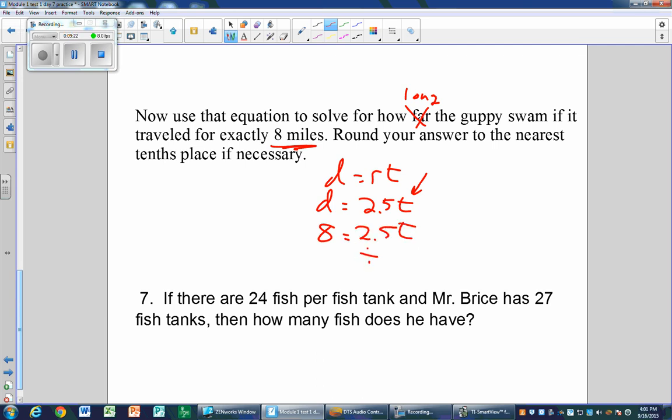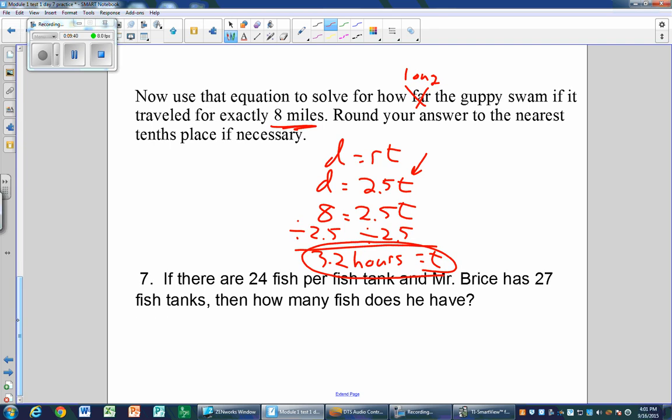Divide both sides by 2.5. And we get exactly 3.2 hours. Don't forget your units.